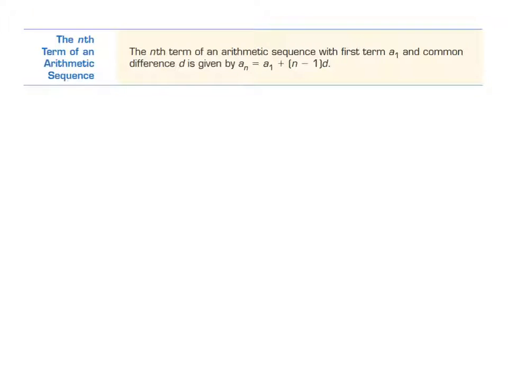Okay. So this is the general form for an arithmetic sequence. The nth term of an arithmetic sequence with first term A1 and common difference D is given by A sub n equals A1 plus the quantity n minus 1 times D. We're going to be using this formula again and again in order to figure out various aspects of an arithmetic sequence. All right, so let's try it with example 2.